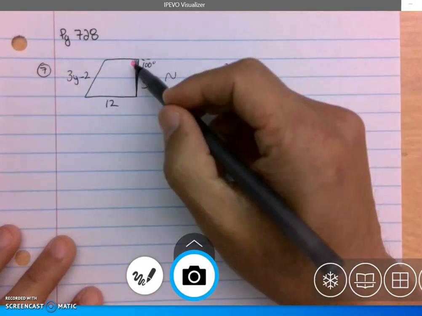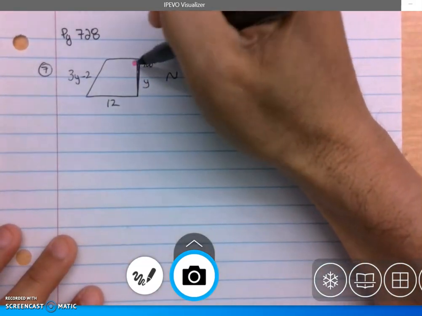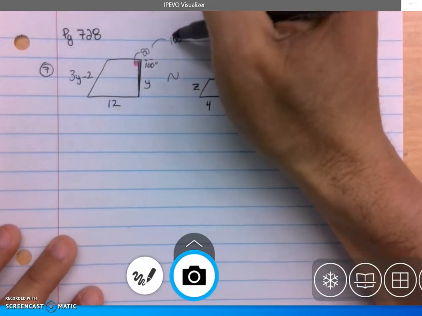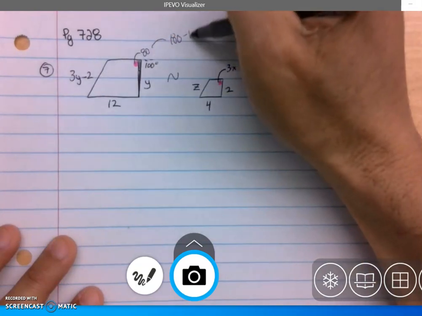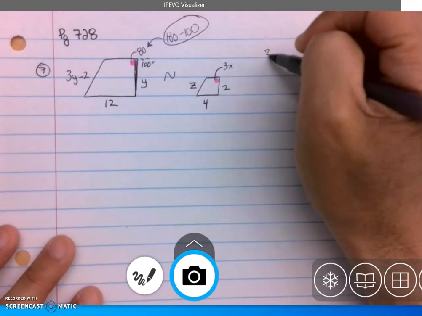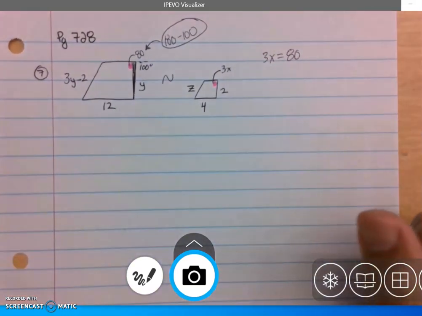So we got to know what this angle is. If this is 100 and together it makes a straight line, which is 180, then this would be 80 degrees. Again, that's 180 minus the 100 on the other side, which makes this 80. So 3x is equal to 80 degrees, and you could simply solve for x there.